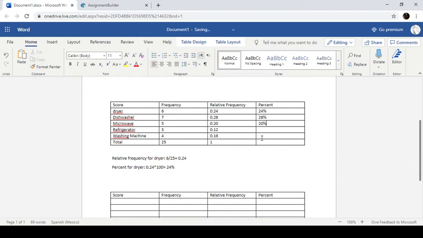20%, 12%, 16%. And there's all of our percents.